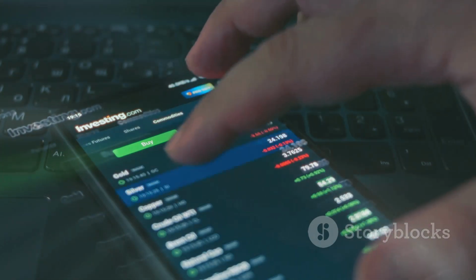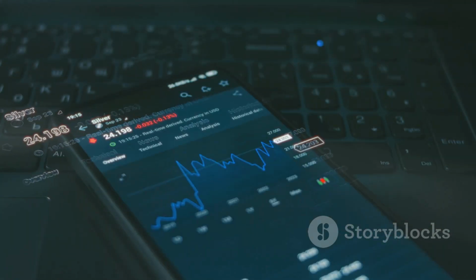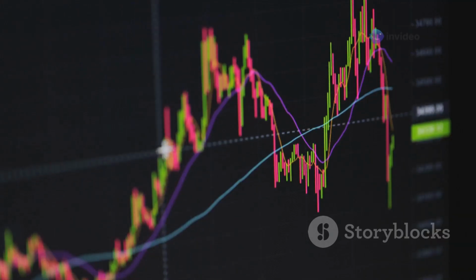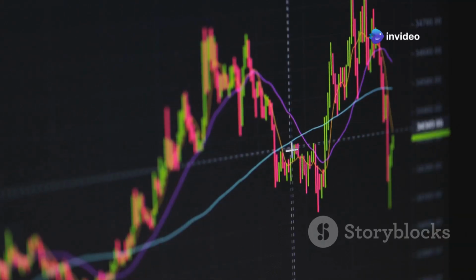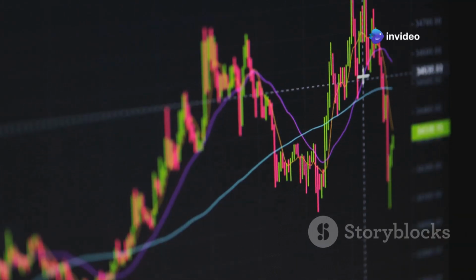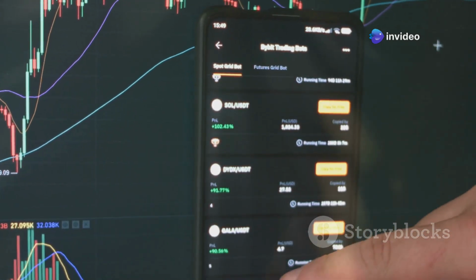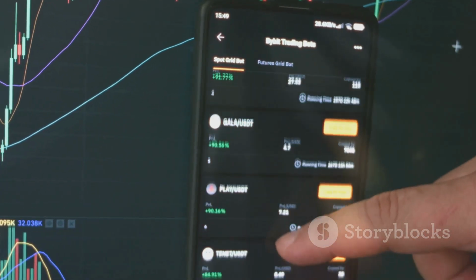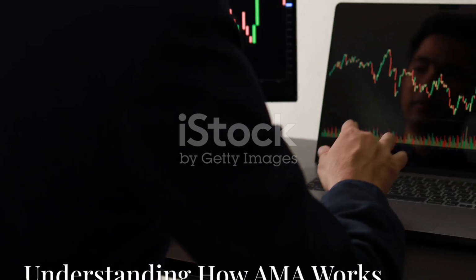The AMA's ability to adapt makes it a valuable tool for traders. It helps them identify trends, avoid whipsaws, and make more informed trading decisions. In the following sections, we will delve deeper into how the AMA works and how it can be used in trading.